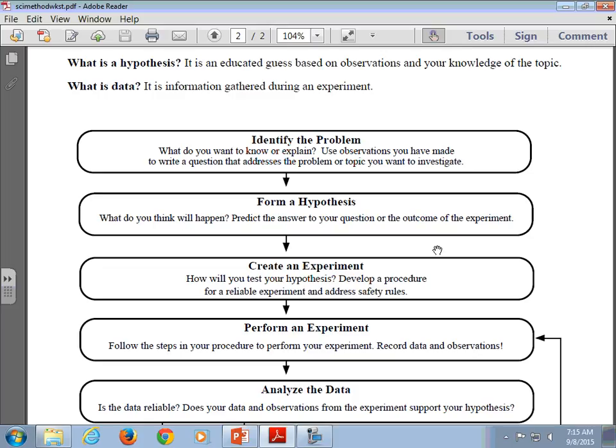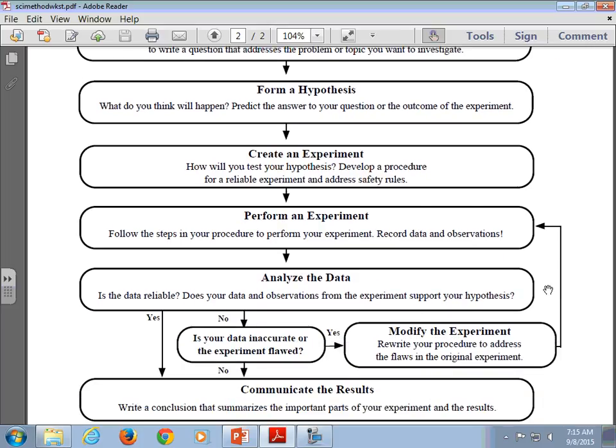The next thing we're going to do is create an experiment. How will you test your hypothesis? Develop a procedure for a reliable experiment and address safety rules. Remember, we only have one manipulated variable when we do an experiment.